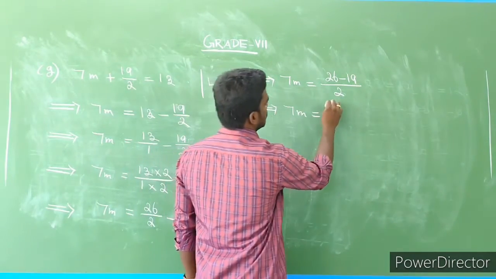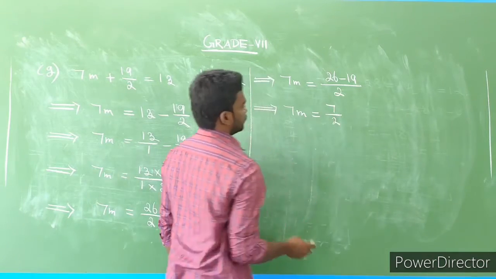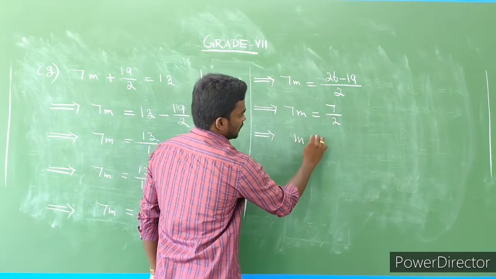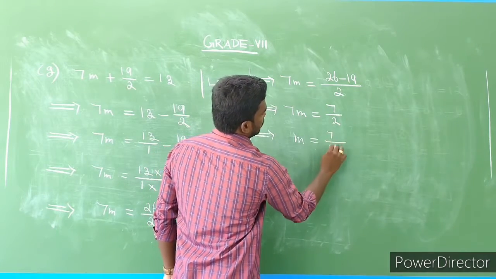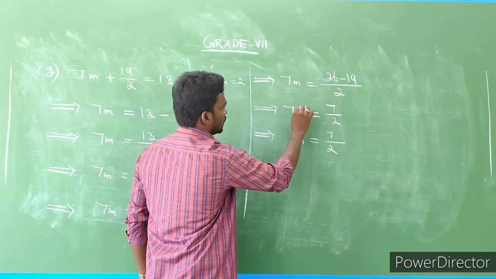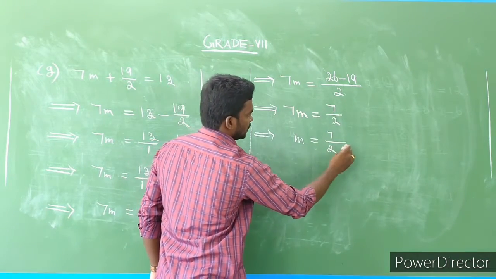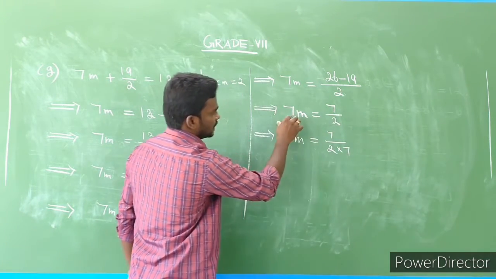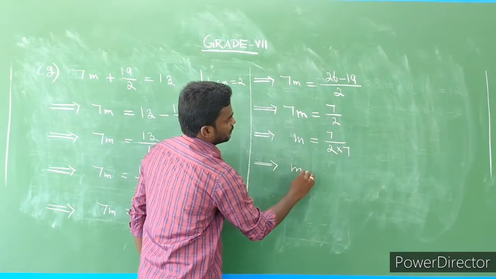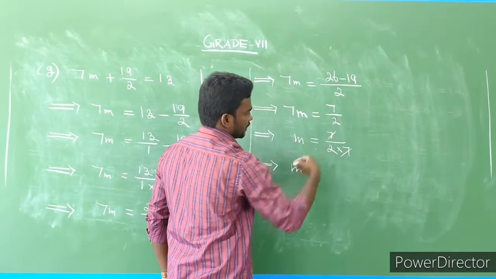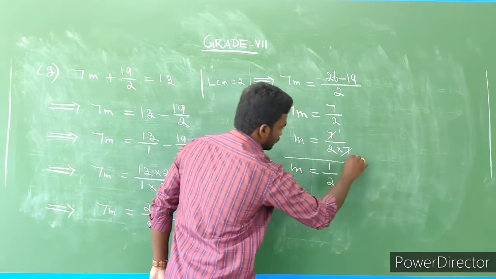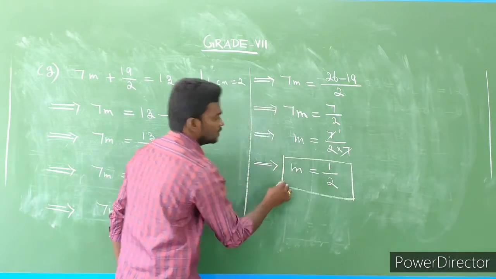That is 7 divided by 2. Implies that now we keep the value m on the left side and 7 by 2 on the right side. This 7 is multiplied by m on the left side, so this 7 is transposing to division on the right side. Implies that m is equal to, the 7 and 7 cancel. So what is the value? 1 by 2. So the value of m is equal to 1 by 2.